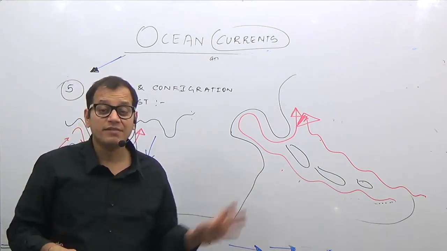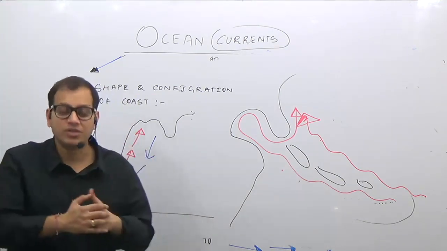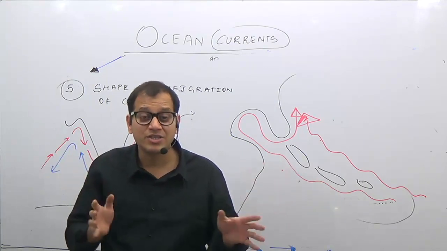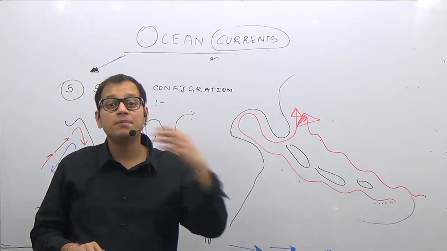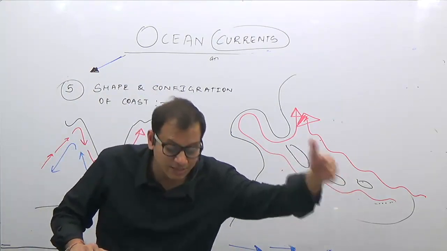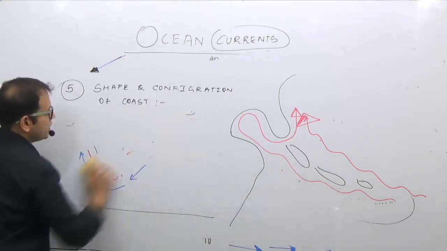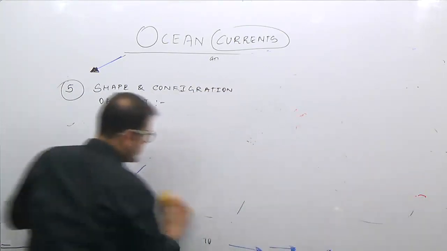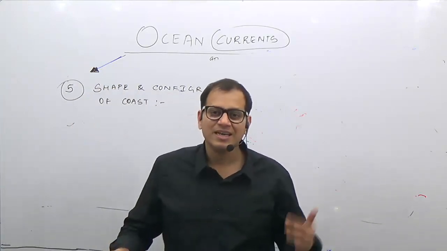So this is the other factor: how the shape of a coastline modifies or changes the direction of an ocean current. The direction of the ocean current is changed because the shape of a coastline deflects the prevailing winds, and the deflection of the winds causes a change in the direction of an ocean current. This includes the bottom relief of the ocean. And then there is a seasonal variation in the ocean currents.